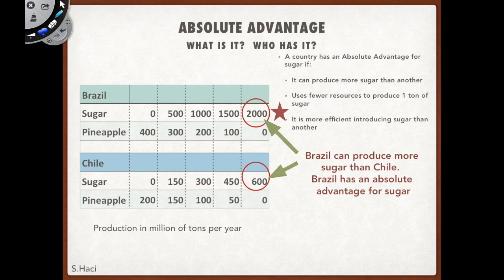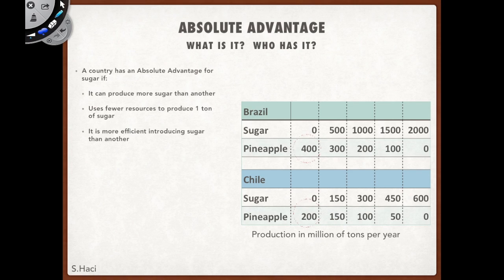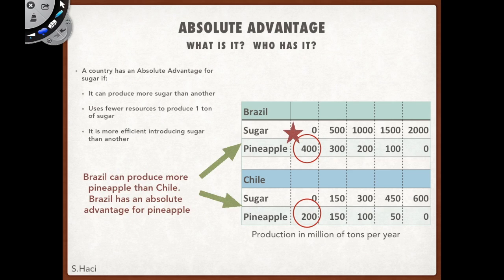If you look at pineapple and you look at how much each country produces, again, it looks like Brazil can produce more, therefore they're more efficient also at making pineapple than Chile. So in this case, Brazil would have the absolute advantage for both the pineapple and the sugar. It does not have to be that way, but it can happen.